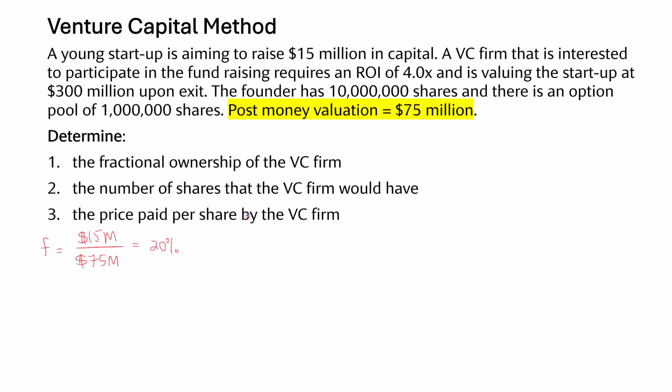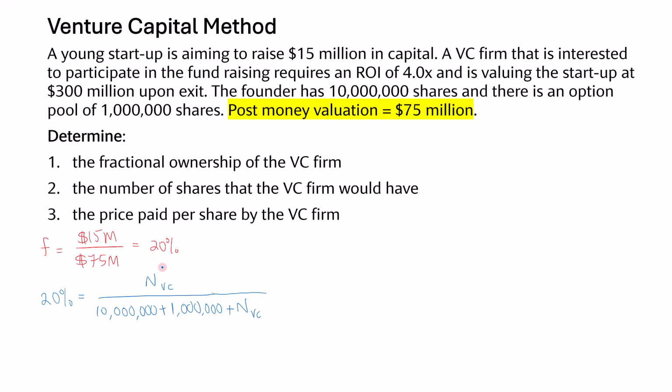For the number of shares that the VC firm would have, we'll continue from the fractional ownership. The 20% here is equal to the number of shares that the VC would have, divided by the number of shares for the founder, which is 10 million, plus the number of options in the pool, which is 1 million. This is always calculated on a fully diluted basis, where the VC would assume that all the options in the pool would be exercised and the shares would be issued. Then we plus the number of shares that the VC will get. So the denominator here represents the total number of shares in the startup.